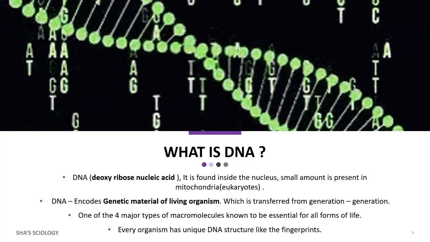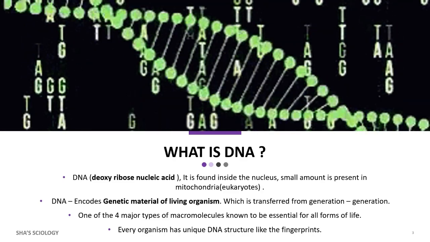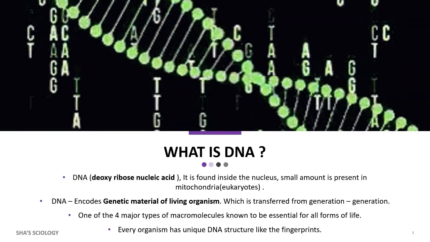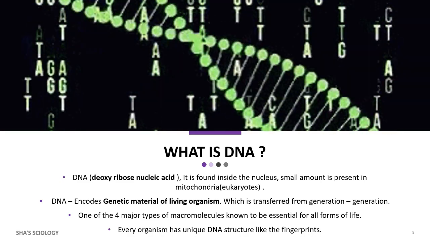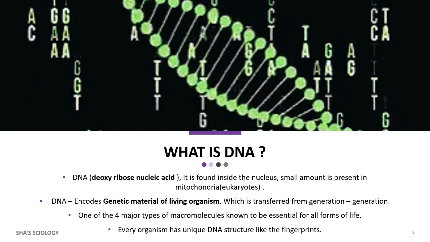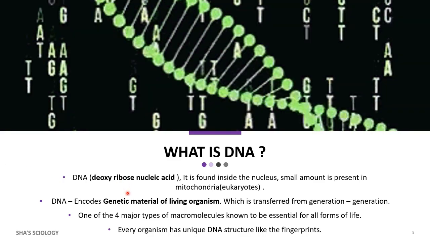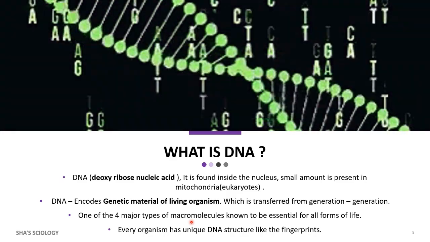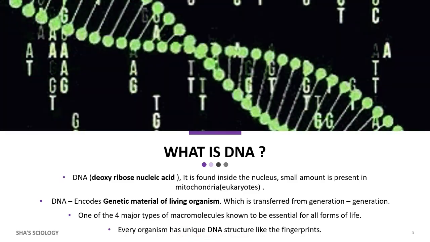What is DNA? DNA is nothing but deoxyribonucleic acid. Some type of DNA is found inside the nucleus in the case of prokaryotes, whereas in eukaryotes, the DNA is found inside the mitochondria. DNA is a genetic material which encodes for all the living organisms. It is responsible for the transfer of information from one generation to the other generation. So DNA has four major types of macromolecules which are essential for all the forms of life. Every DNA of every single person has unique structures, like how we have unique fingerprints.